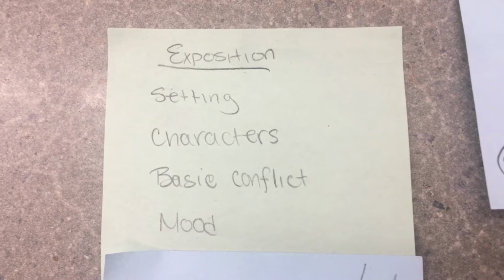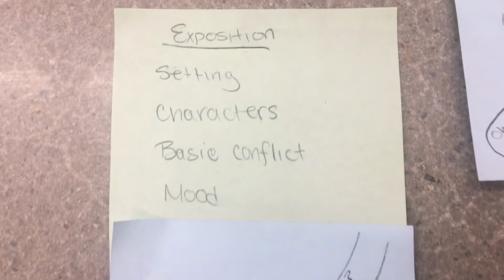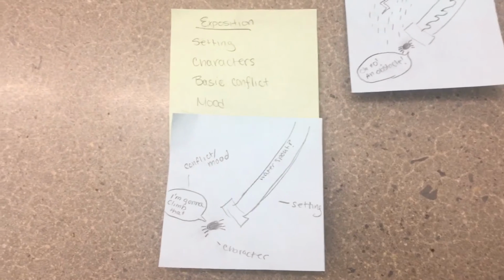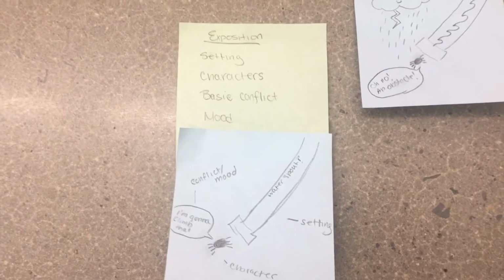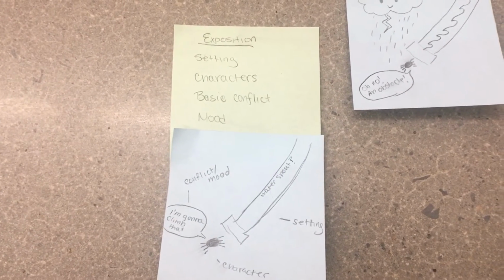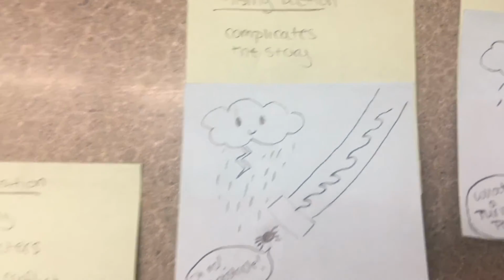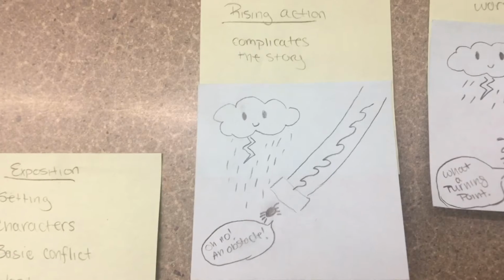The exposition gives you the setting, characters, basic conflict, and the mood of the story. At the beginning of the song, we are introduced to the spider, the waterspout, the spider attempting to climb the waterspout, and we could say that the mood is aspirational. The rising action complicates the story by presenting obstacles, which in our case is when it starts to rain.